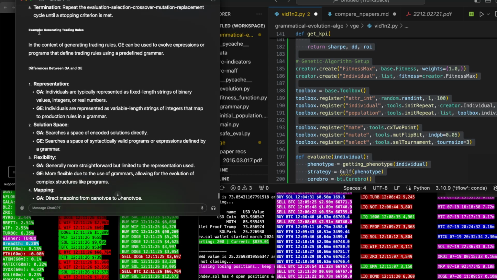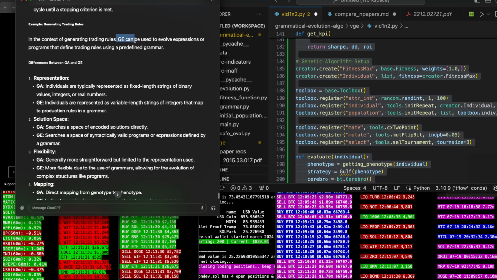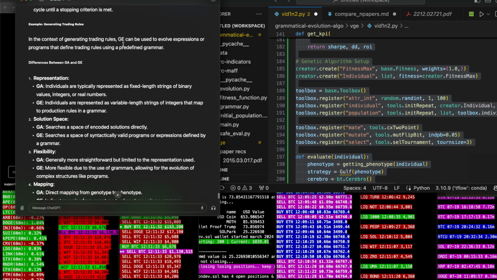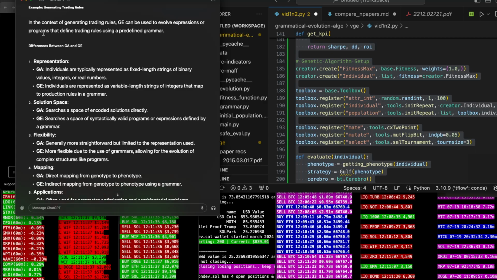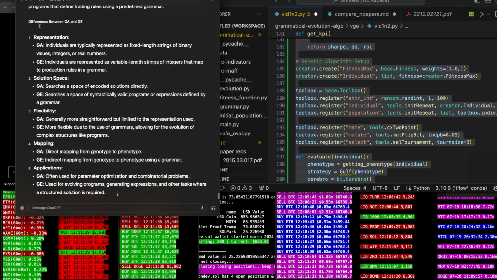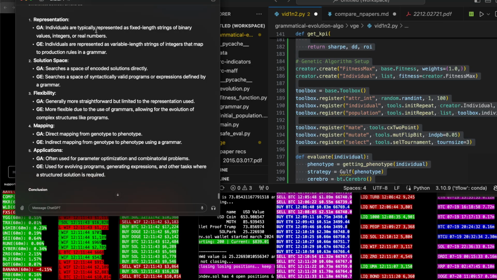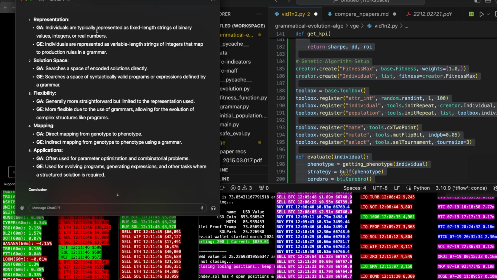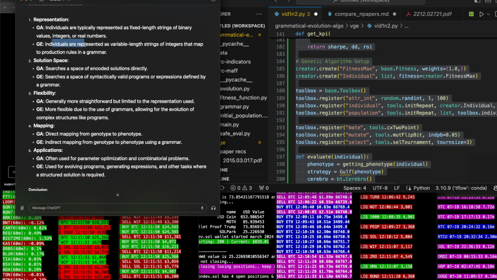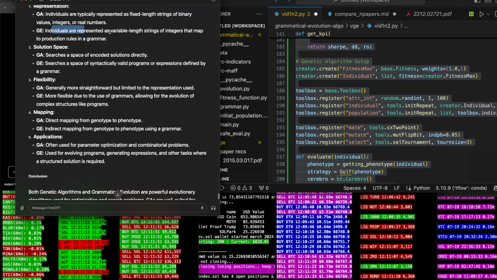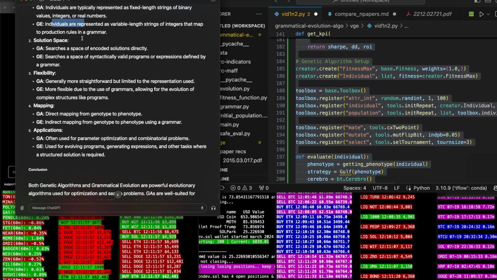So the example of generating trading rules: in the context of generating trading rules, GE can be used to evolve expressions or programs that define trading rules using a predefined grammar. The difference between GA and GE representation. GA individuals are typically represented as fixed length strings of binary values, integers, or real numbers. GE's individuals are represented as variable length strings of integers that map to production rules in a grammar.